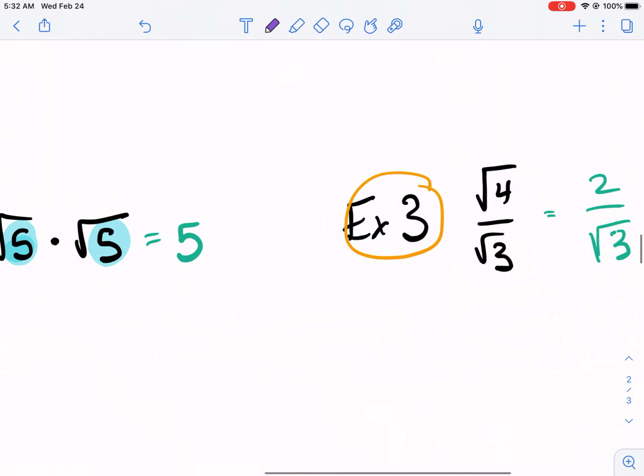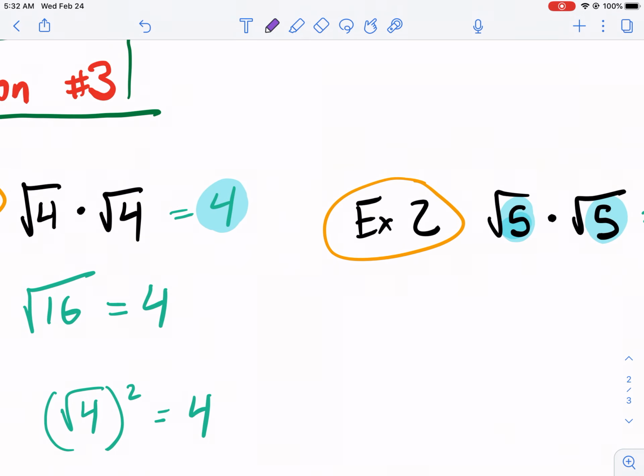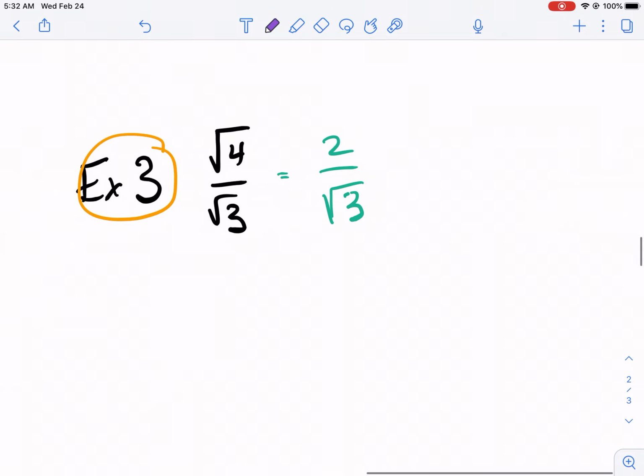Well, if you saw earlier with these problems, we can get rid of a radical if we multiply the radical times itself. So what can we do here? Well, if we could just multiply this square root of 3 times radical 3, we would get rid of it. But here's the thing. We can't just multiply by radical 3 to this problem, because that changes the value of the problem. So we're kind of stuck here.